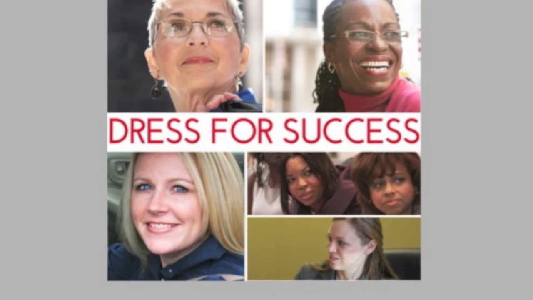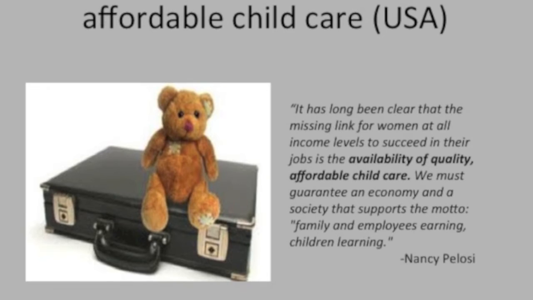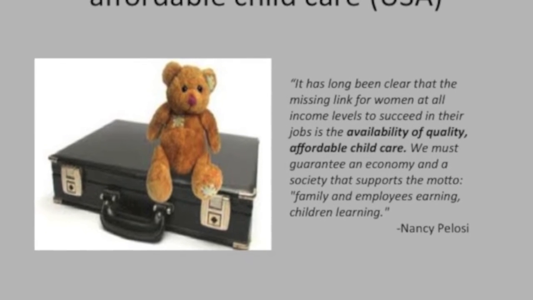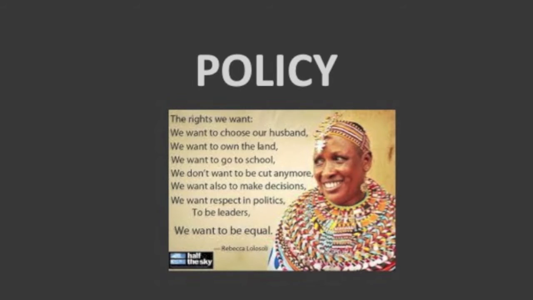One example is the Dress for Success program, which is sort of where price and place meet one another in terms of social marketing, providing access to professional clothing for low-income women. Affordable childcare, access to that. In terms of policy, policy can make or break gender equity, and it certainly makes the other P's official. But women basically lack at the moment in many countries the right to choose a husband, to own land, to go to school. The list is just endless.